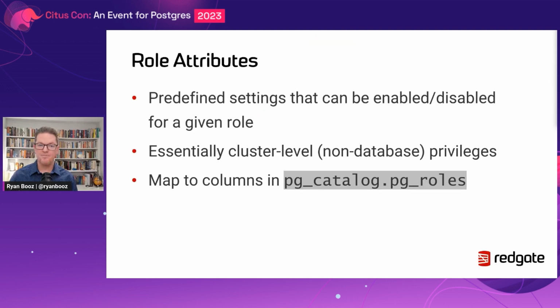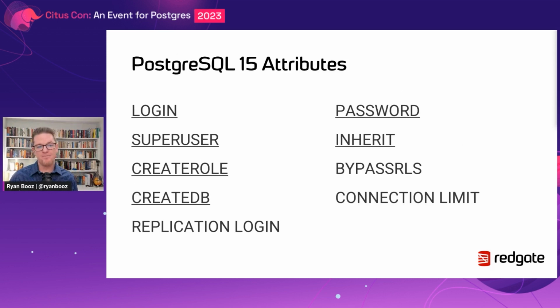Now, the role attributes are these predefined settings that really exist at the server level, right? The cluster, the running instance level. If you look in the catalog, the pg_catalog pg_roles table, you'll see that they coordinate with the columns in that table. And so it's kind of a Boolean: does the role have this attribute or not? Are they a superuser? Are they allowed to create databases? Or it's false, and they aren't allowed to do those things.